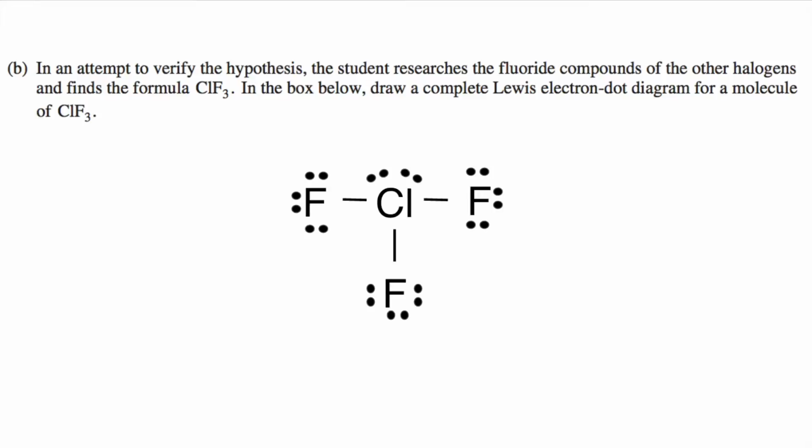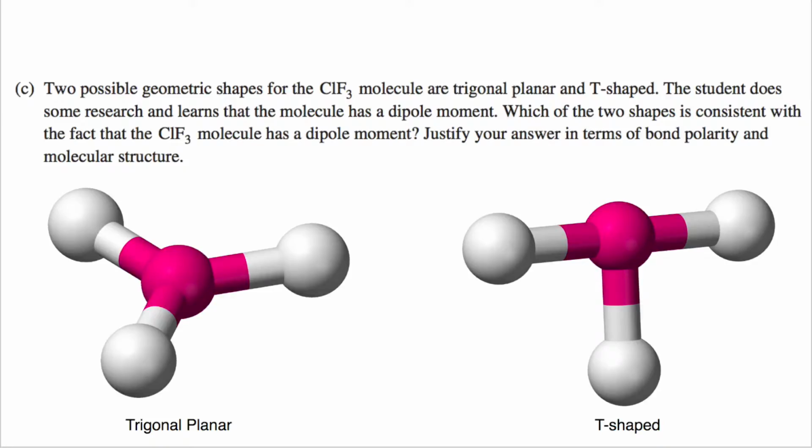2 possible geometric shapes for the ClF3 molecule are trigonal planar and T-shaped. The student does some research and learns that the molecule has a dipole moment. Which of the 2 shapes is consistent with the fact that ClF3 molecule has a dipole moment? Justify your answer in terms of bond polarity and molecular structure.